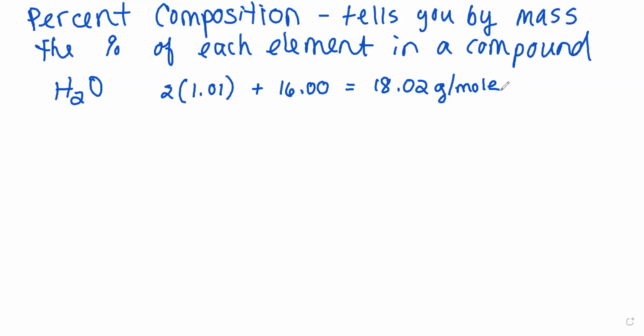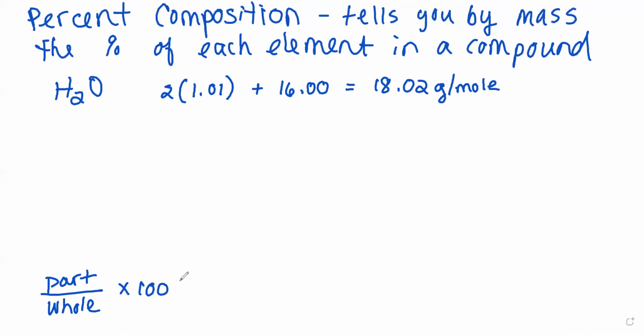Now, if you think about percentage, if you want to know the percentage of people in a group with blonde hair, you would take the part that you're looking for, blonde hair, divided by the total amount of people in the group. Then you would take that times 100. The same thing is true here. You want to take the part that you're looking for. In this case, we're looking for the percent of hydrogen and the percent of oxygen. And then you're going to divide that by the total. The total is the 18.02.